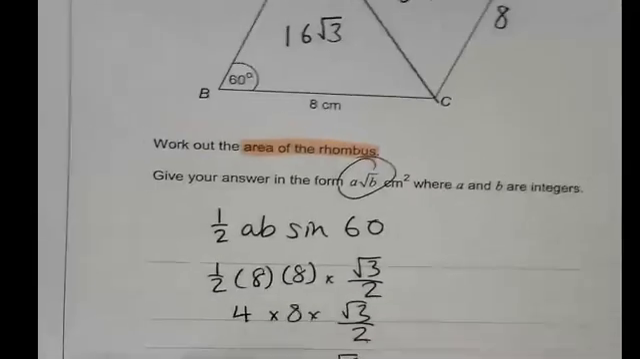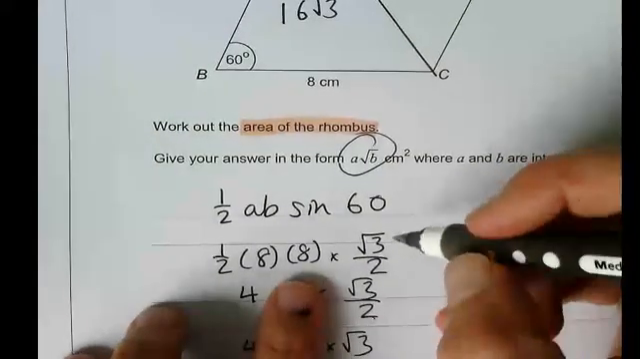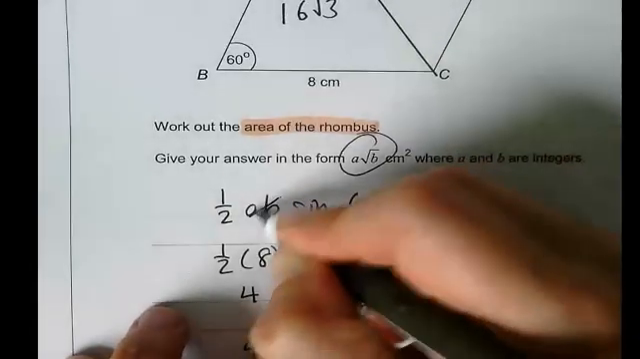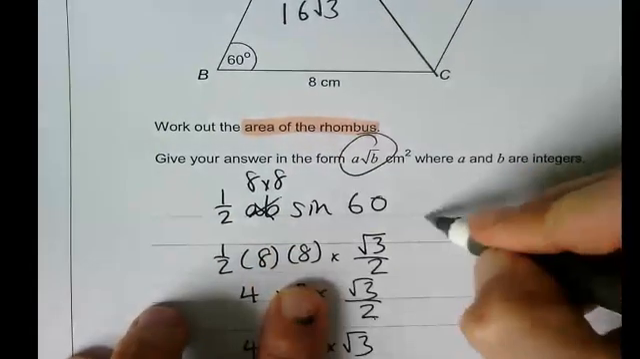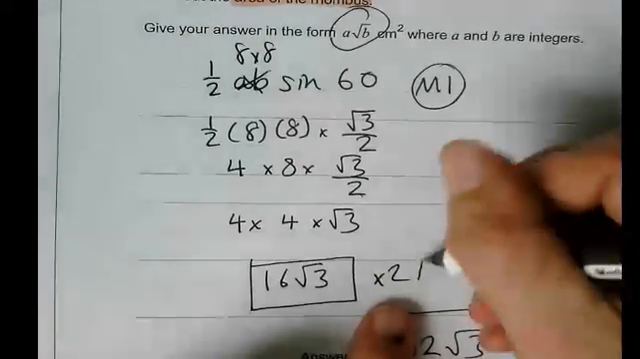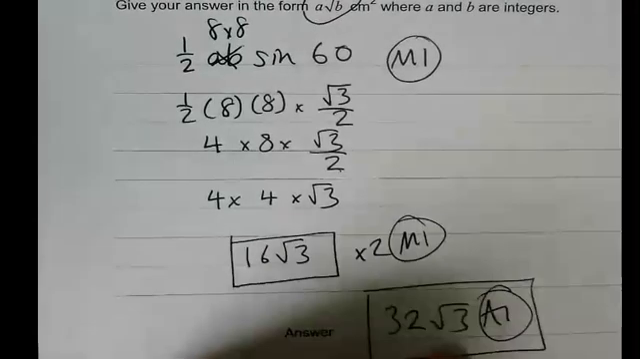You would get 1 mark for a half times 8 times 8 times sine 60. So if you'd written, let's change those to 8s, that's 1 mark. You would get 1 mark for multiplying your area by 2, and then full marks for 32√3 as your final answer.